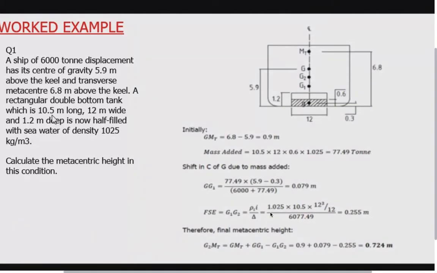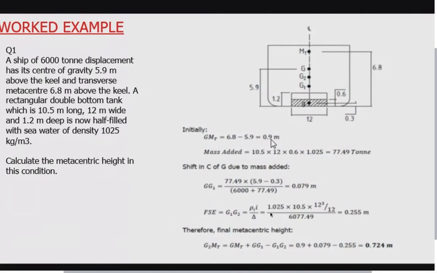The 0.3 subtracted from the 5.9, you see that. This very one also has its own center of gravity. The whole vessel has its own center of gravity to be 5.9. And we are saying that above the keel, the metacentric height was this. So this metacentric height also has what?